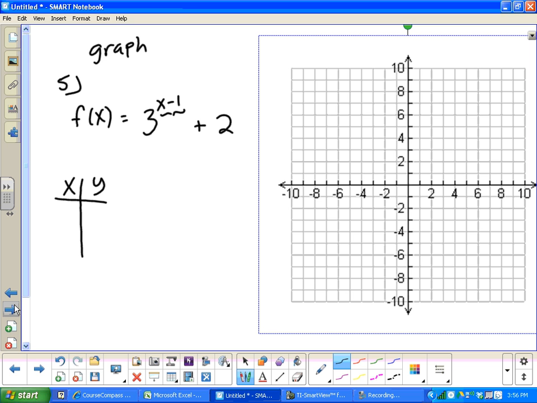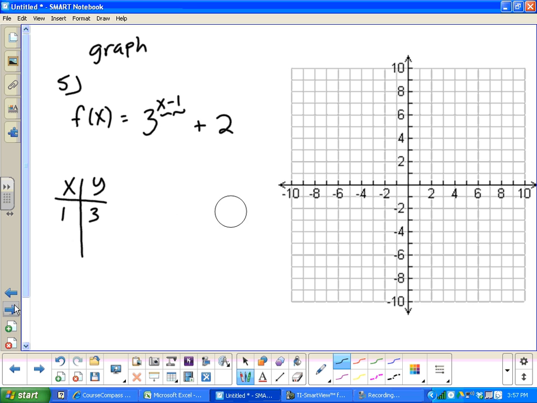So what would make that exponent 0 there is if x was 1. So if x was 1, we would have 3 to the 0 power plus 2. Well, 3 to the 0 power is just 1. Anything to the 0 power is 1. And then 1 and 2 would give me 3. Okay, now let's figure out what makes the exponent 1 here, which would be the value of 2. 2 minus 1 would give me 1. So we would get 3 to the first power and then plus 2. 3 to the first power is 3, and then 3 and 2 would be 5.